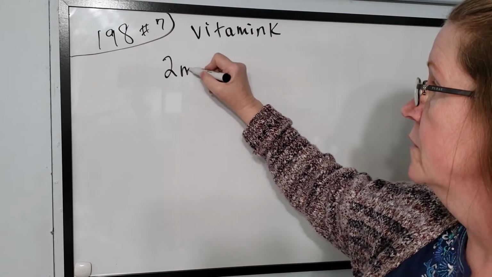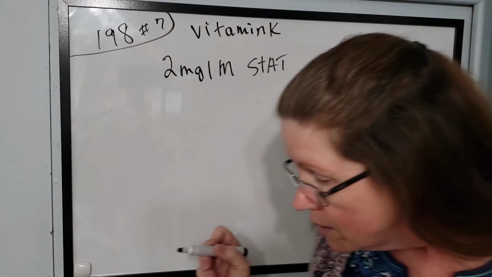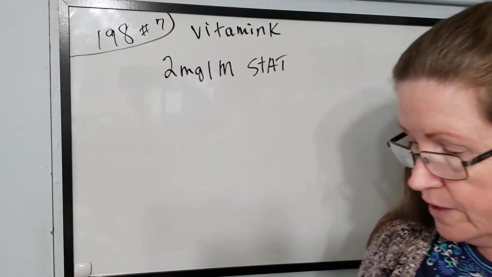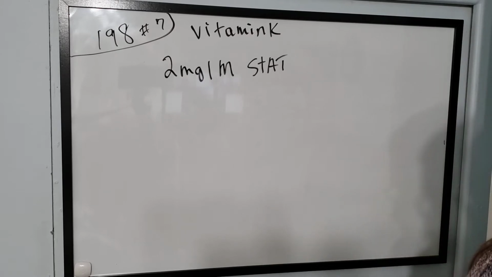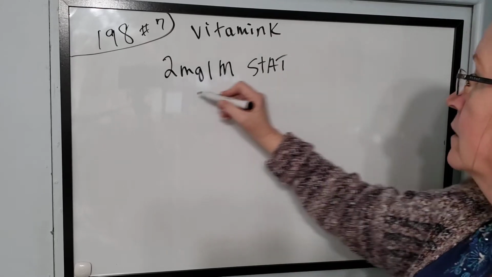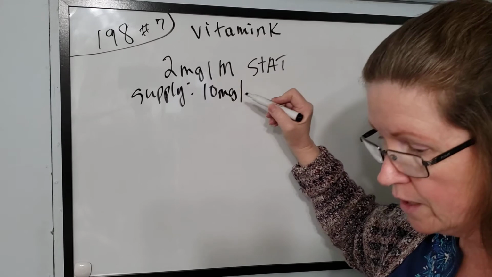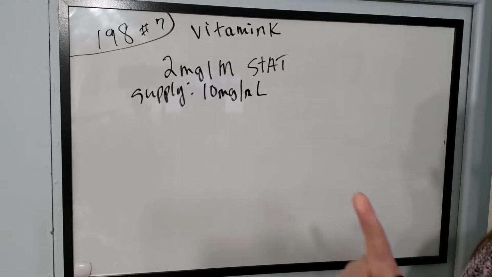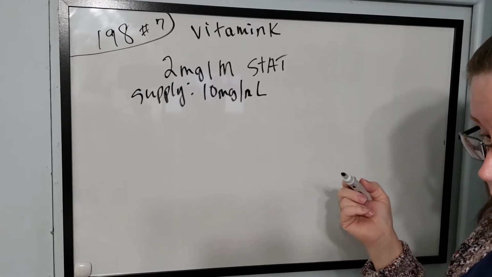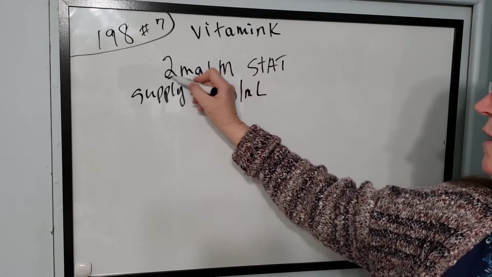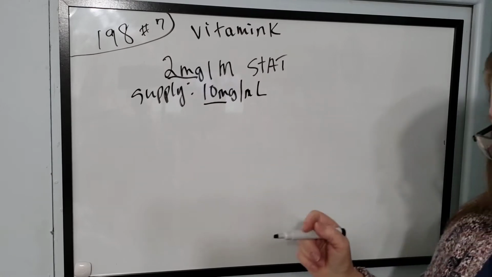And it's 2 milligrams intramuscular stat, which just means right now. Your stock available is 10 milligrams per milliliter, in a 1 milliliter single dose ampule. The fact that it's a 1 ml ampule is not important to our math, because we need less than 10 milligrams. We only need 2, so we don't need multiple ampules. 10 milligrams is enough to get 2 milligrams out.